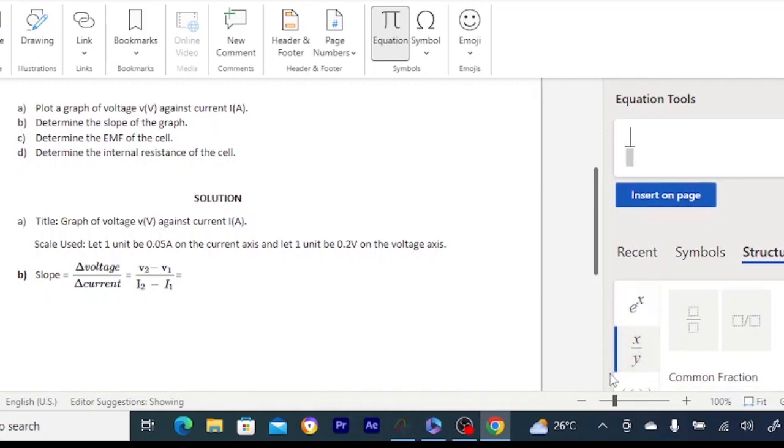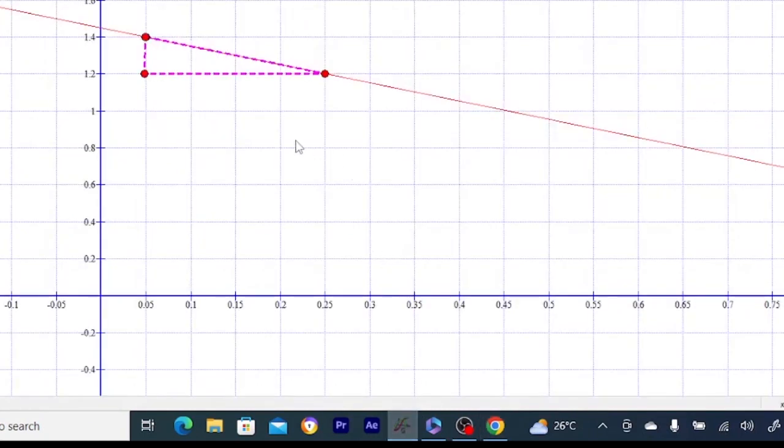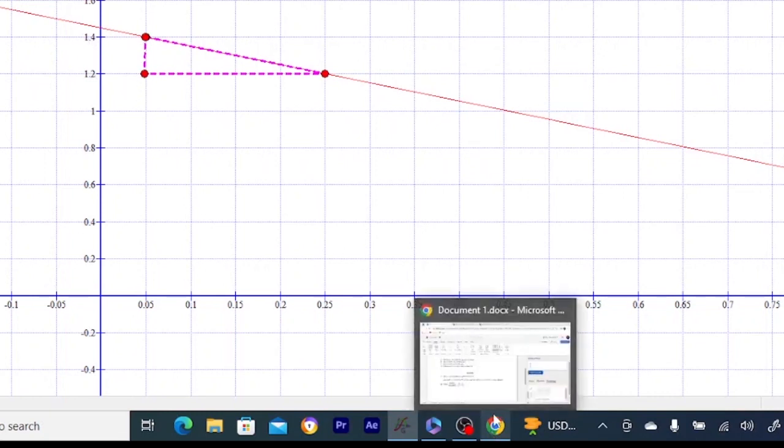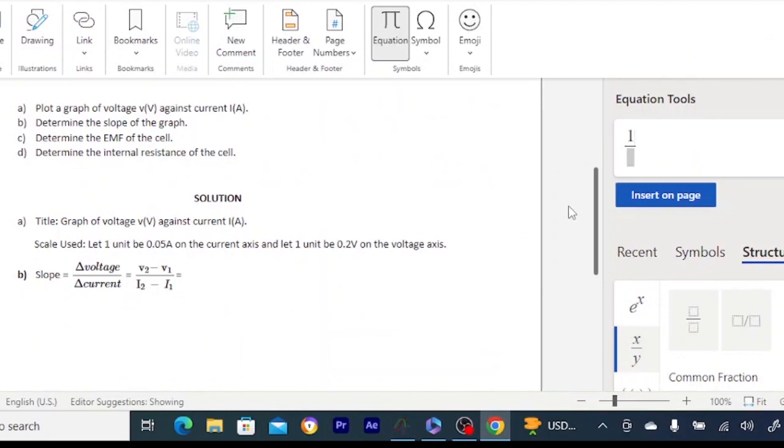So what's the value of V2 for my graph? I'll come here for my graph. V2 is this one here, which is 1.4. My V1 is this point here, which is 1.2. So it becomes 1.4 minus 1.2. Let me go get my I2 and I1.